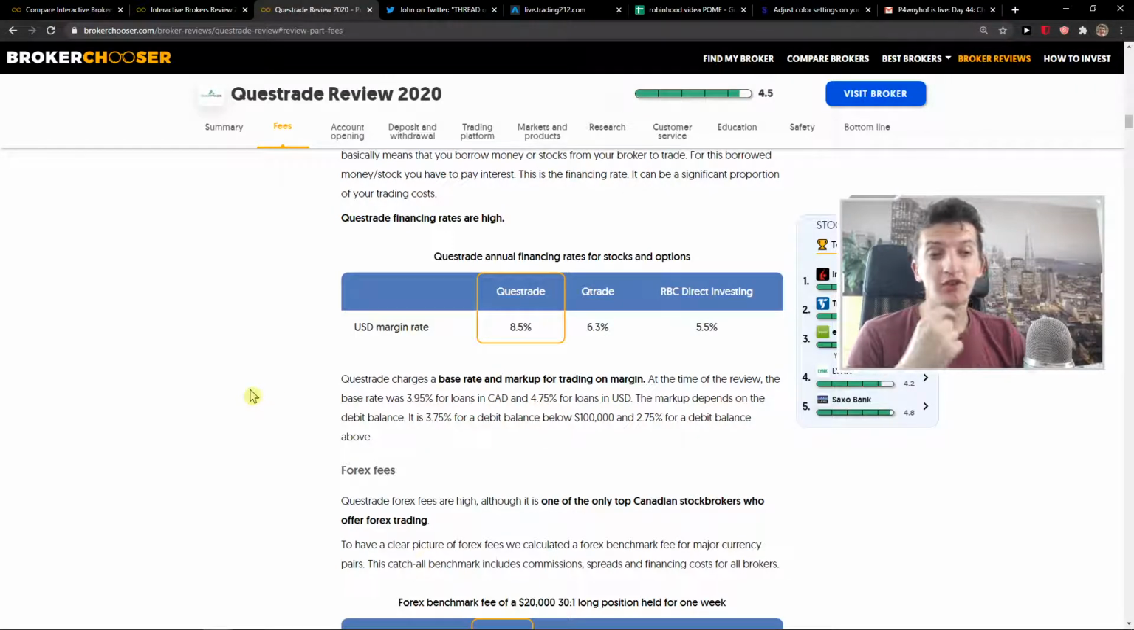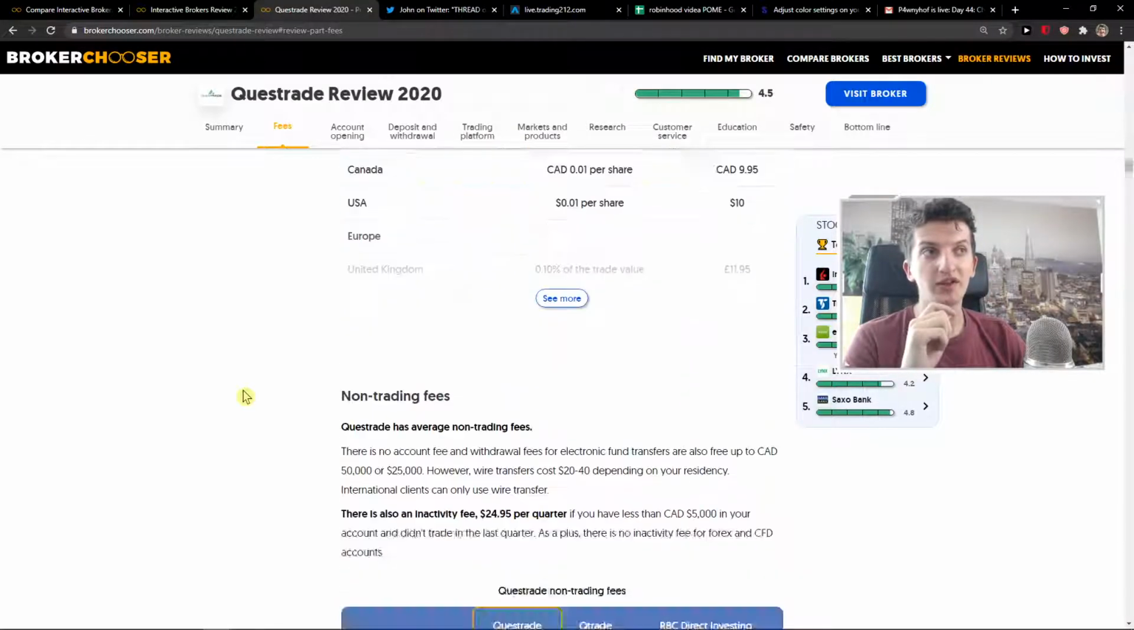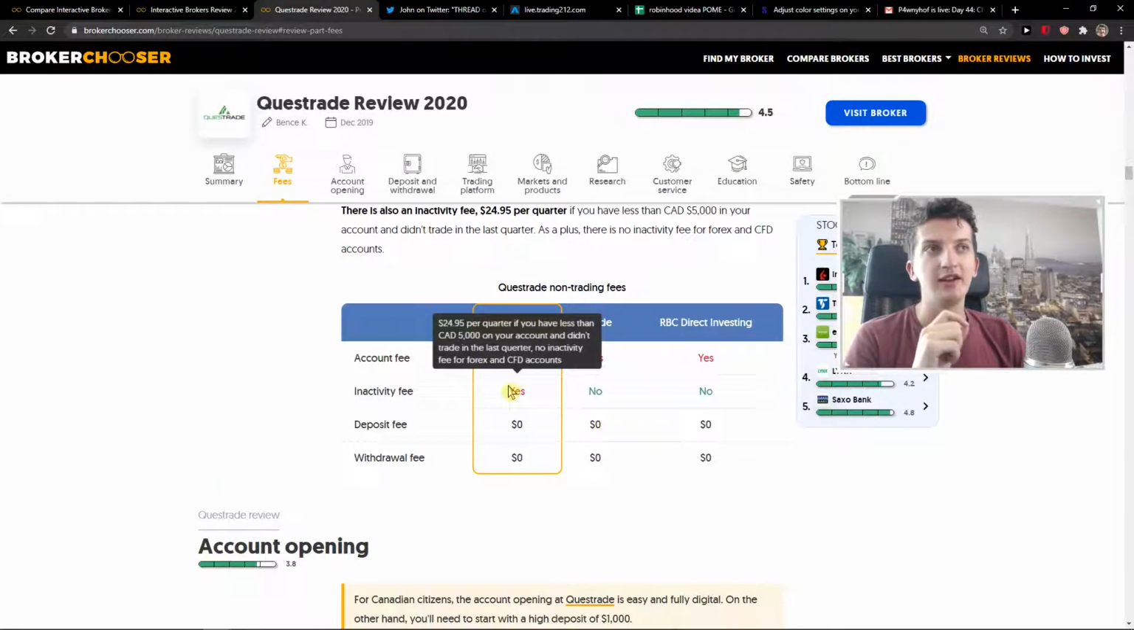But let's talk about another thing, and that's the inactivity fee. The inactivity fee on QUESTRADE is much lower compared to Interactive Brokers, and let me explain how it works. On QUESTRADE, it's $25 per quarter if you have less than $5,000 Canadian dollars in your account and didn't trade in the last quarter. So what does it mean? That, okay, you need to have at least 5,000 on QUESTRADE. But on Interactive Brokers, there is a $20 inactivity fee if you have below a $100,000 account.